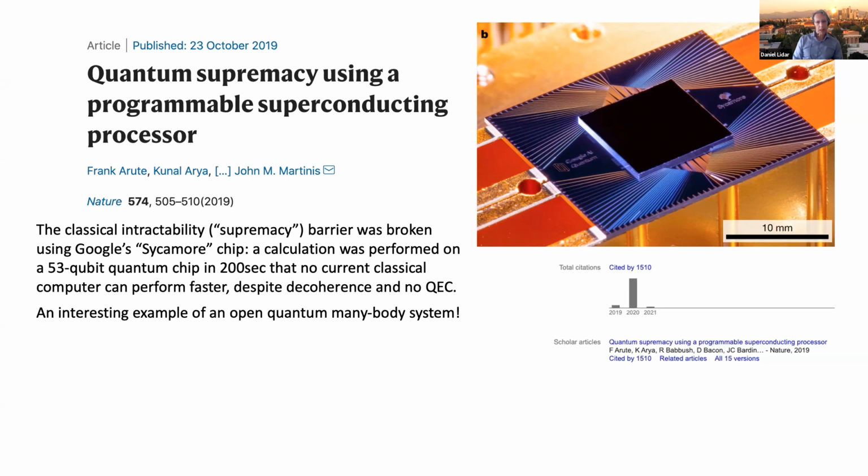So what was actually done? I'll get into that in much more detail later, but basically the classical intractability barrier was broken using their chip. They performed a calculation on a 53 qubit chip in 200 seconds that no current classical computer can perform faster. And this was done despite the presence of decoherence and without any assistance from quantum error correction. If anything, it is certainly an interesting example of an open quantum many-body system, which is why I thought this would be an interesting topic for this workshop.